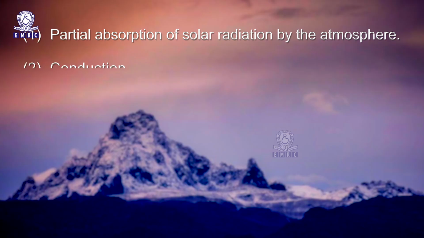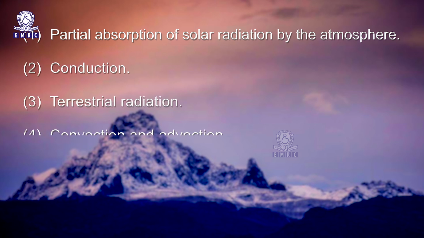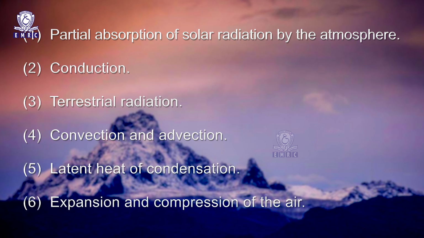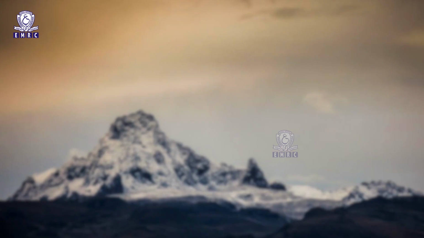The atmosphere is heated or cooled by the following processes which have been briefly discussed here. Firstly, partial absorption of the solar radiation by the atmosphere. Secondly, conduction. Thirdly, terrestrial radiation. Fourthly, convection and advection. Fifth, latent heat of condensation. Sixth, expansion and compression of the air.